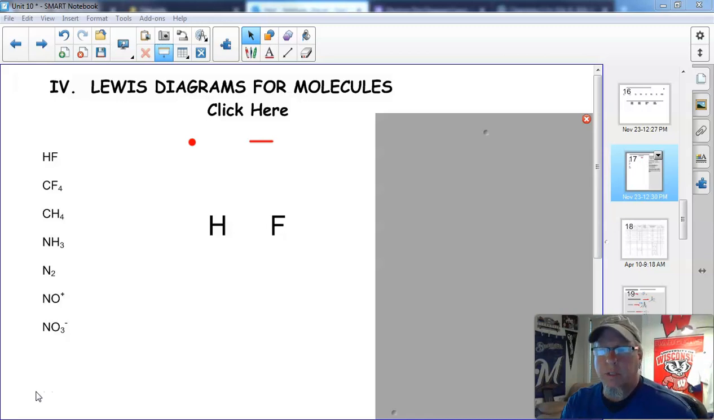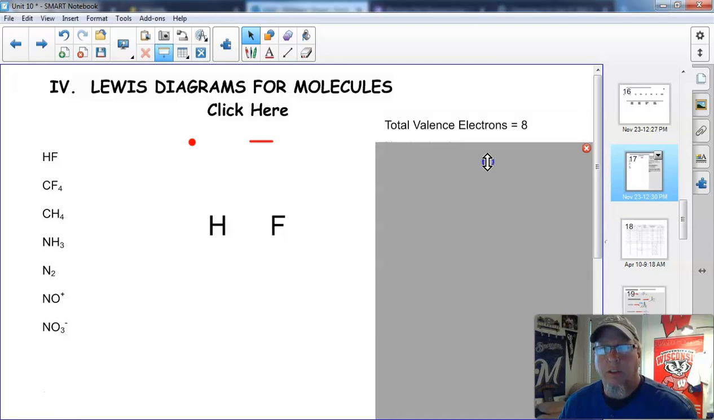Hello chemistry students, today we are looking at doing some Lewis structures for molecules or atoms, and I just wanted to do a few more examples than what was in the video that you watched on Edpuzzle. So I got these examples over here. I don't know if I'm going to do all of them, but I'm going to start with HF.